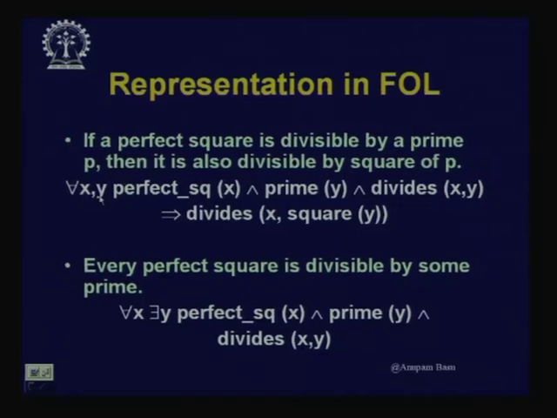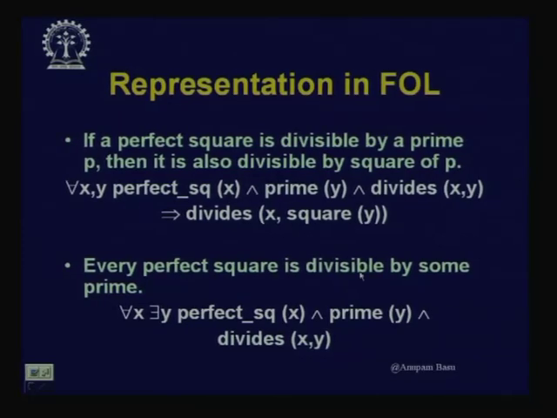I should have put a bracket: for all x and for all y, perfect square x, that is, if x is a perfect square, and prime y, so y is a prime, and divides y x, that is this prime y divides x. That takes care of if a perfect square is divisible by a prime p. Note that although over here I have said p, in my sentence I need not write p, I can write x, y, anything, but I must be consistent in this sentence. Then it is also divisible by the square of p. So, this implies divides x, which is a perfect square, by the square of y. I did not use p in my logic sentence, I have used y. So, this is the conversion of this sentence into the predicate form.